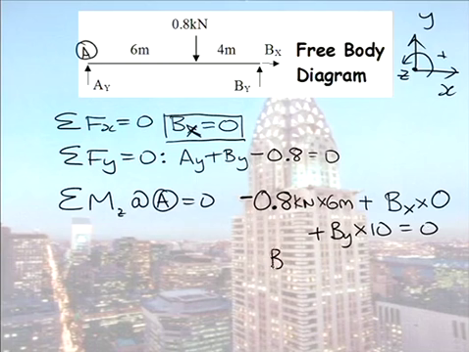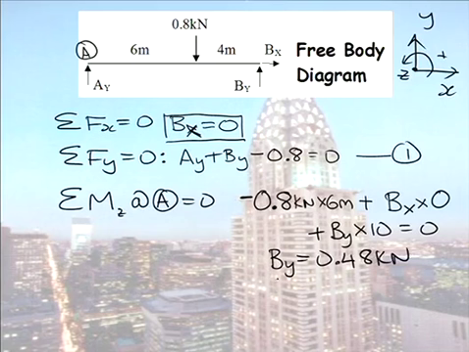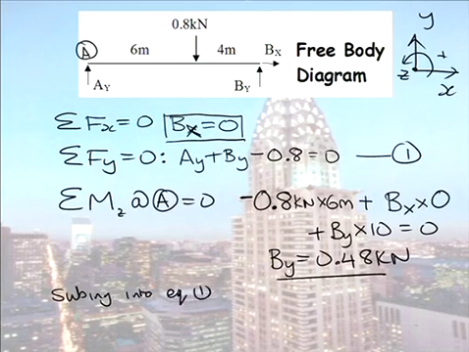So from that, By equals, oh, not 0, what am I saying? 0.48 kilonewtons. And then subbing into equation 1, you get AY is equal to 0.32 kilonewtons.